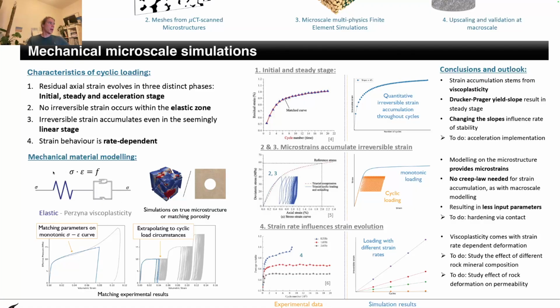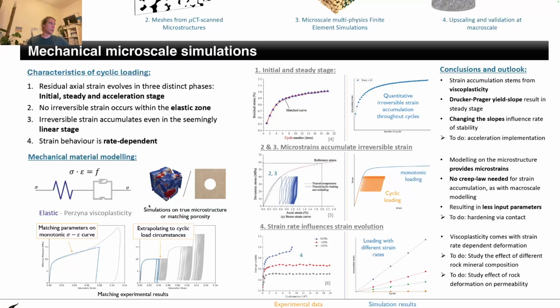In my model, I use very simple mechanics. I use an elastic part and a viscoplasticity part, specifically the Perzyna model. I implement this on either, if it's available, the true microstructure, or I try to match the microstructure by matching a certain type of property of my microstructure, either the porosity, surface area, or whatever it is.